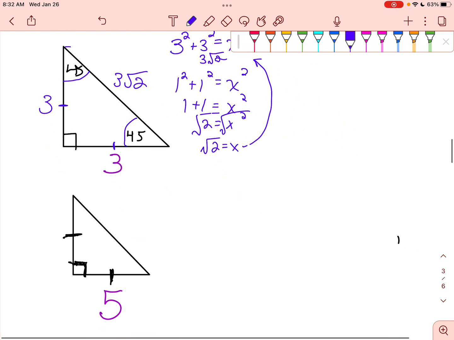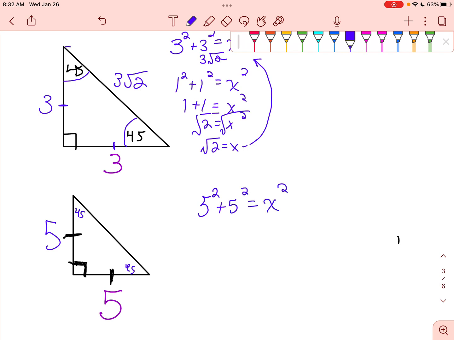Okay, let's do the same thing here. Oh look, I have an isosceles right triangle. If it has two equal sides, it has to have two equal angles, and this is a 45, 45, 90. Therefore, this is 5. So 5 squared plus 5 squared is equal to my hypotenuse squared. Don't do this problem: 1 squared plus 1 squared is equal to x squared. I just did this problem up there. I know that x ends up being the square root of 2, which means this x is 5 root 2, and so on and so forth.